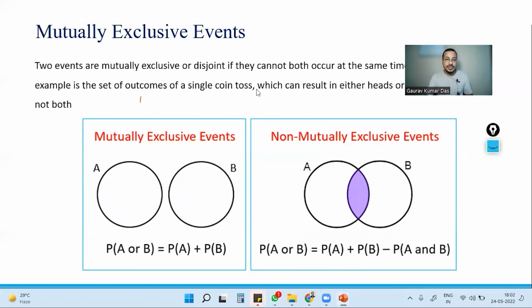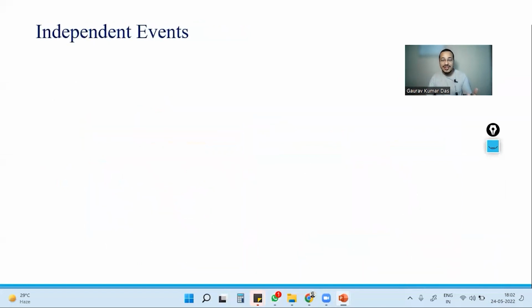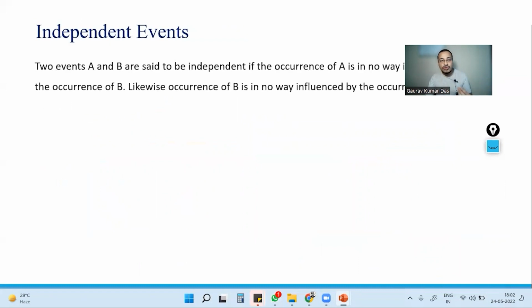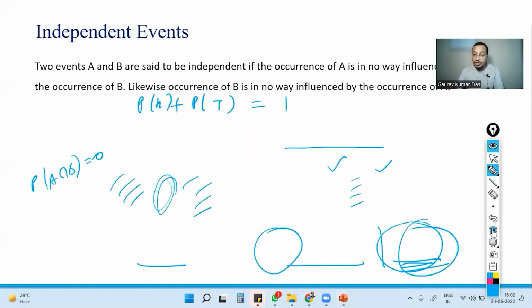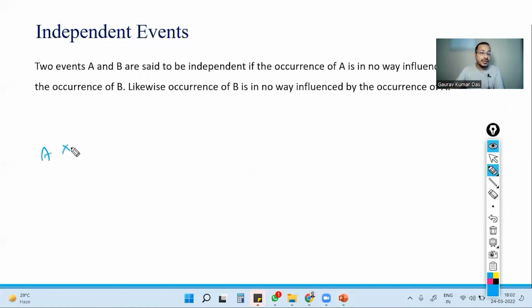Don't worry about it. Next, we have independent events. Here we saw A and B. The next concept is what is called independent events. Two events, A and B, are said to be independent if the occurrence of A is in no way influenced by the occurrence of B. Likewise, the occurrence of B is not influenced by the occurrence of A. So both of them are said to be independent when A and B do not have any dependence on one another.